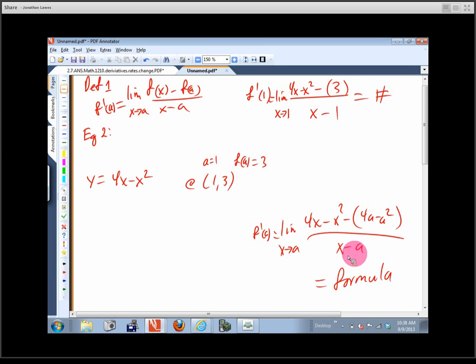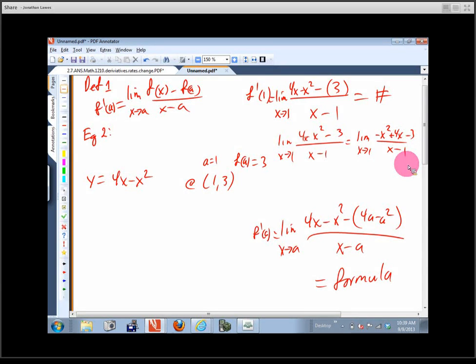Both of those would be really good things to be able to do, but let's take a look at this one up here. So here's what I get. I get 4x minus x squared minus 3 over x minus 1, and I want to find the limit as x approaches 1. So this is going to be the limit as x approaches 1. I'm going to write this as negative x squared plus 4x minus 3 over x minus 1.